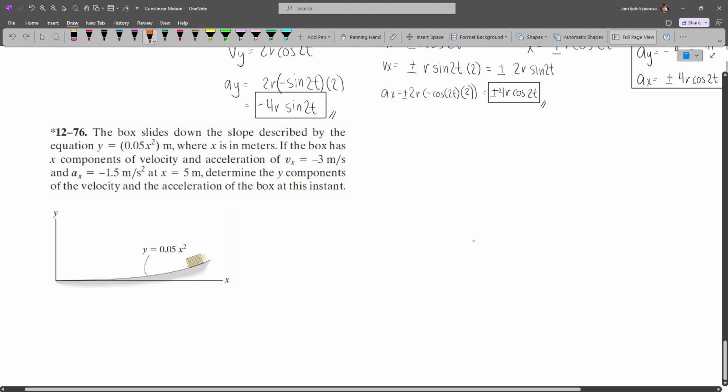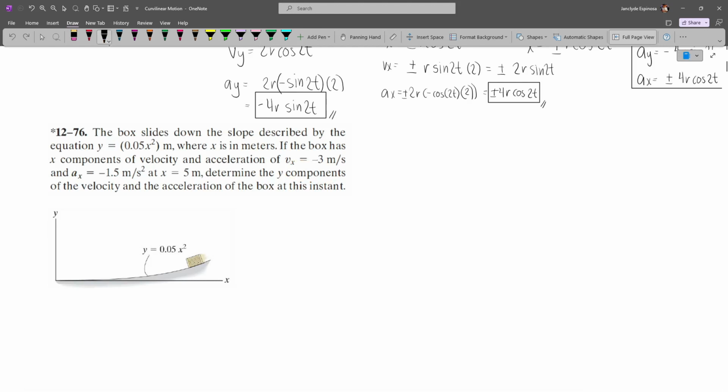Now take note here that we are interested in the y component. And so let's first write our equation. We have y equals 0.05x squared. Since we are given vx, we need to use implicit differentiation in order to find dy over dt and dx over dt. Differentiating with respect to time, y will become dy over dt, which equals 2 times 0.05, and then x to the power 2 minus 1, which is x. Since we are differentiating with respect to time, we pair this with dx over dt.